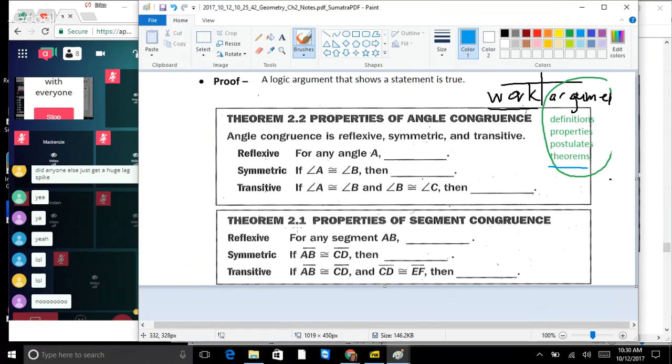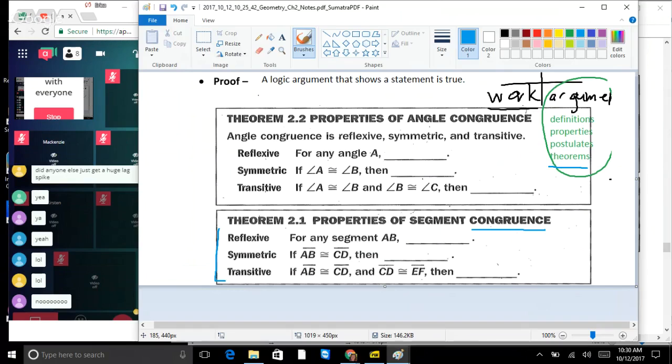All right, so Theorem 2.1 is the properties of segment congruence. If you think about what we talked about a little bit before, we talked about the properties of equality. And now we're talking about congruence. Remember how congruence and equality are a little bit different? Congruence feels like the same thing as being equal, but it's different in terms of the geometry world. But these properties kind of remain the same.